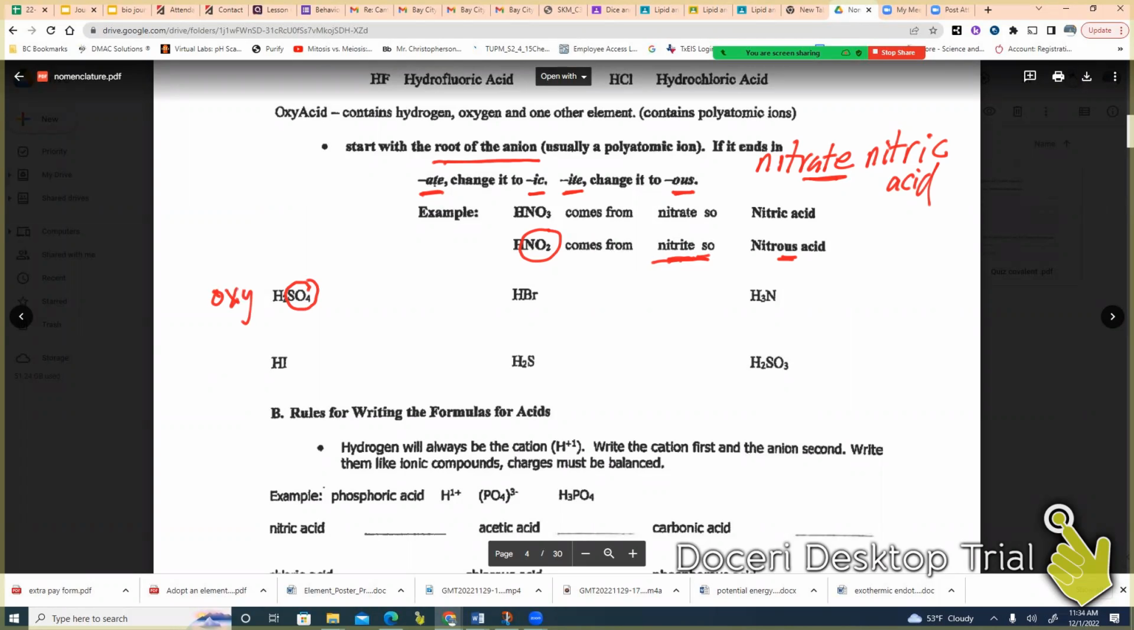So I'm working with my polyatomics down on the bottom. If I find SO4, what is the name of that polyatomic ion? Sulfate. So our rule is ate becomes ic. So this would be sulfuric or sulfic acid.